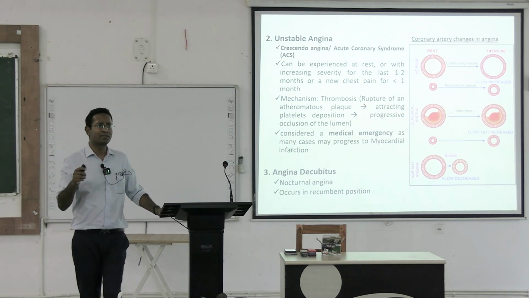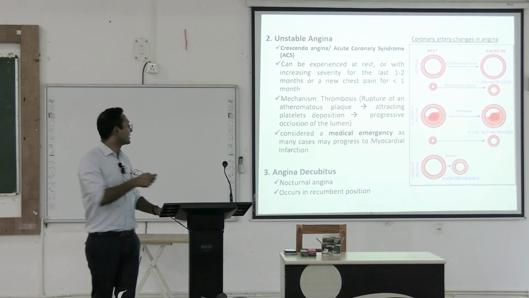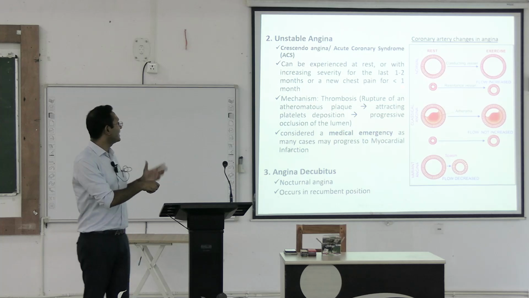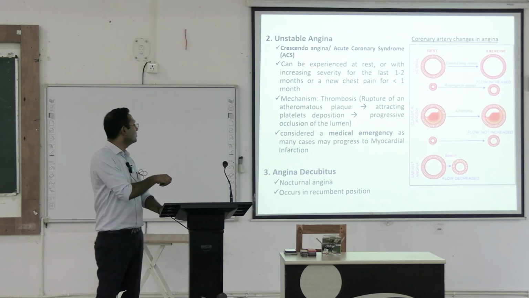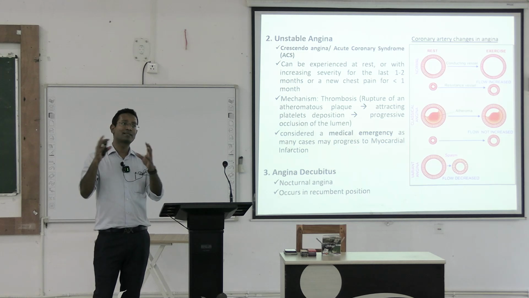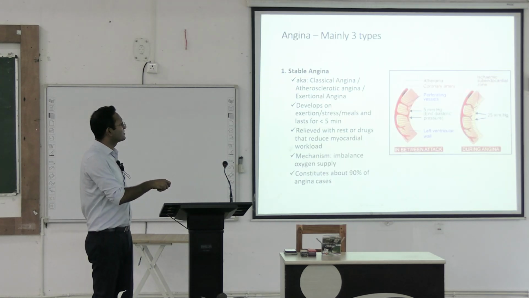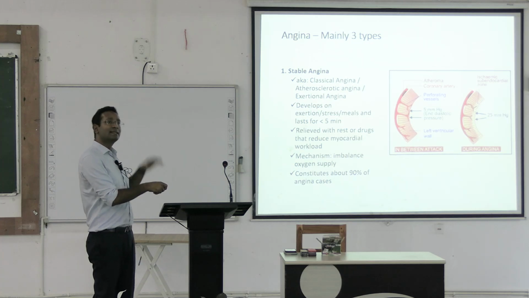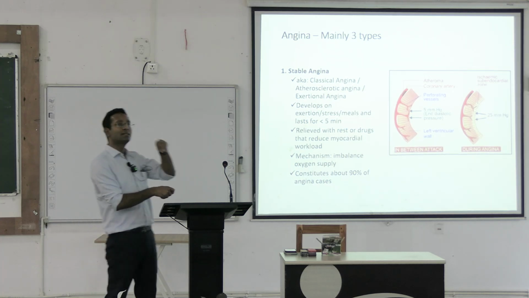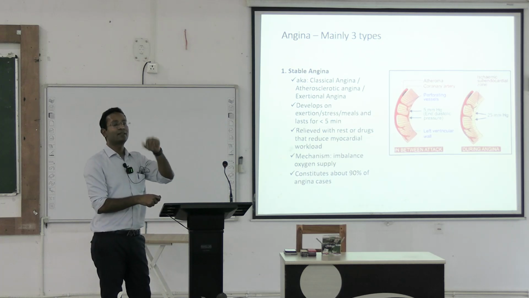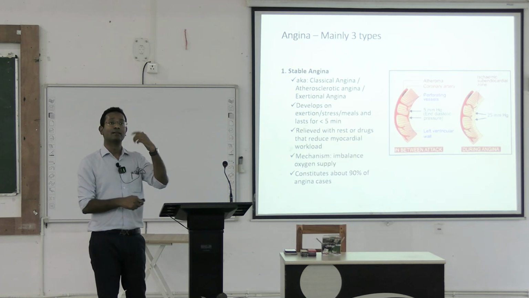Now the thrombus ruptures from the atheromatous plaque and moves away. But this new area attracts new platelet deposition, leading to progressive occlusion of the lumen. If you see here, the atheroma was of this size, but when the plaque is dislodged and new platelets keep getting deposited at the same site, the blood flow decreases even more because the lumen size decreases because of deposition of new platelets.